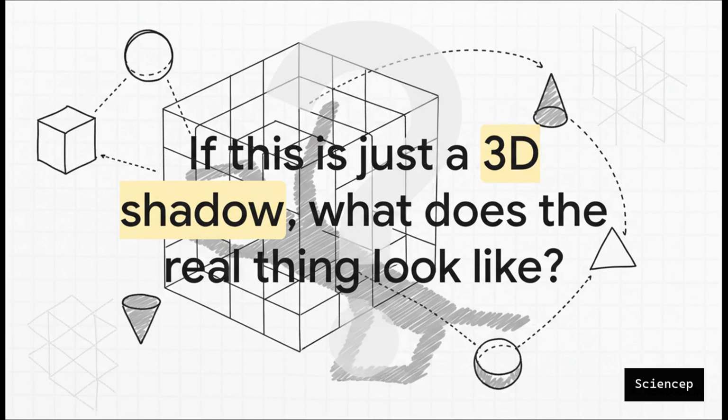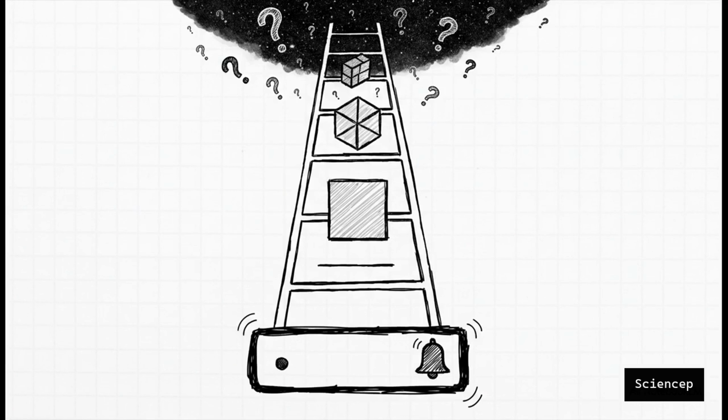And all of this leaves us with one last truly mind-bending question. If this thing we've been looking at the whole time is just a 3D shadow, what does the real 4D object actually look like? And if our world can be a shadow of a 4D reality, what other shadows from even higher dimensions might be falling all around us, completely unnoticed? Definitely something to think about.